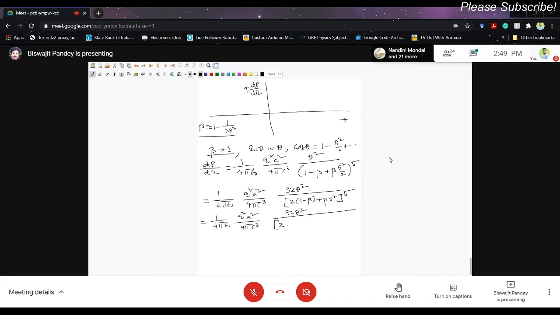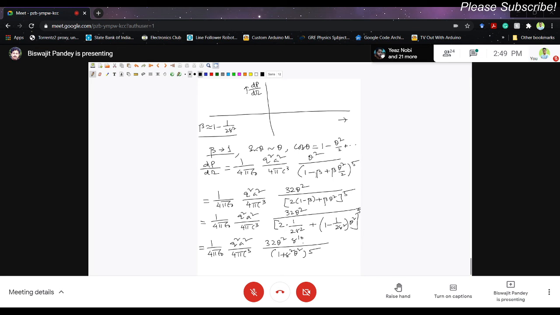And if you then simplify this further, we will get 1 over 4 pi epsilon 0, q square a square by 4 pi c cube, and then 32 theta square. See, gamma square is in the denominator, and there is a power of 5. So if I take that outside, gamma square to the power 5 will be gamma to the power 10. Theta square times gamma to the power 10 divided by, and then the 2 will get cancelled. So if you simplify this and drop all the higher order terms, you will get (1 plus gamma square theta square) to the power 5.